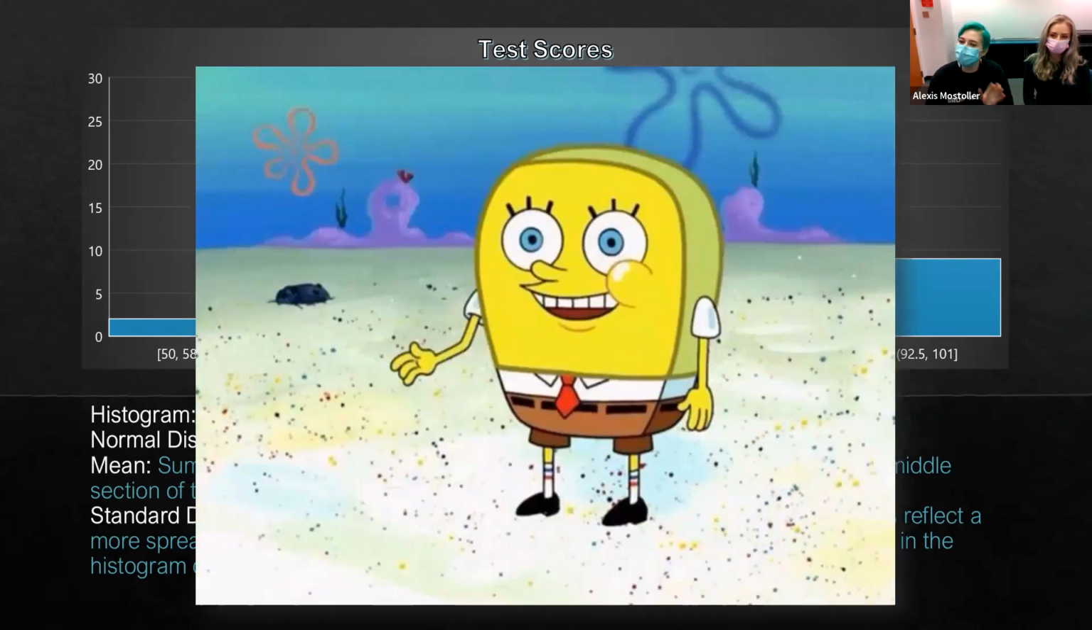And in case you need a little something to help you remember any of that, I don't know if you've seen the episode of SpongeBob where he's normal, but you can see he's got a little bit of that bell curve shape to him, and that is what a normal distribution should look like.